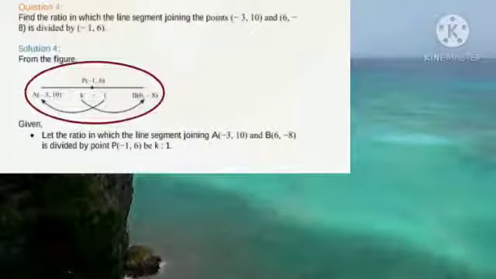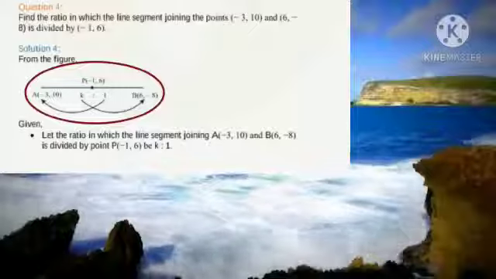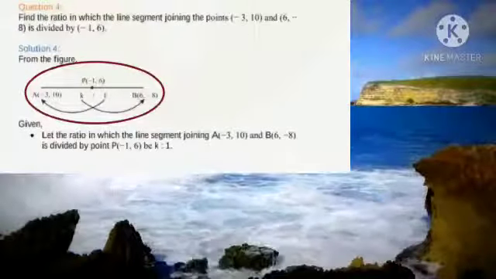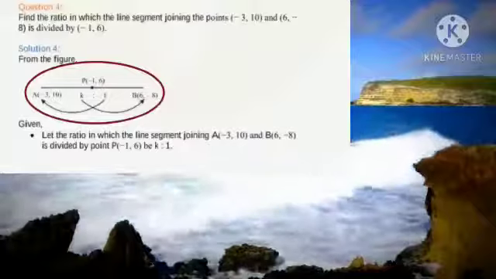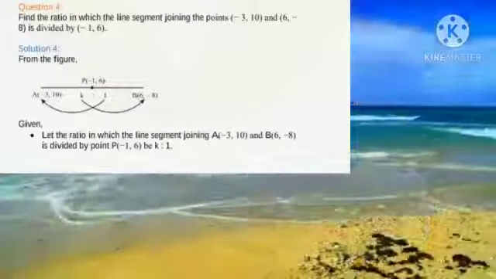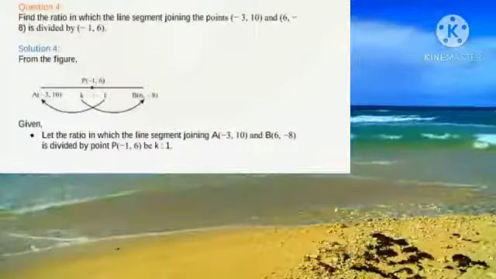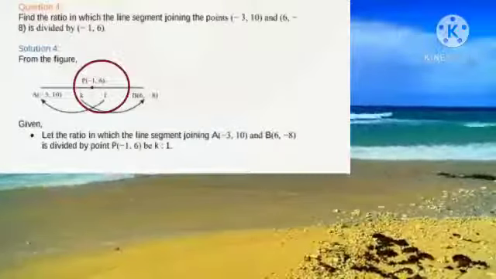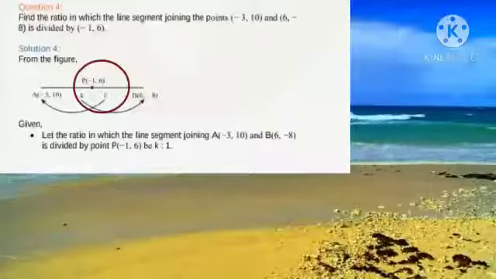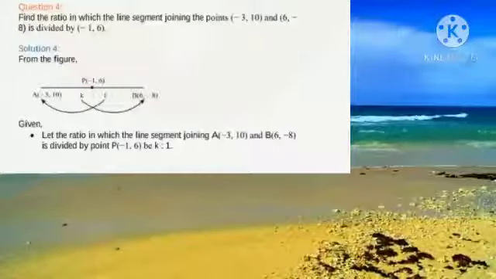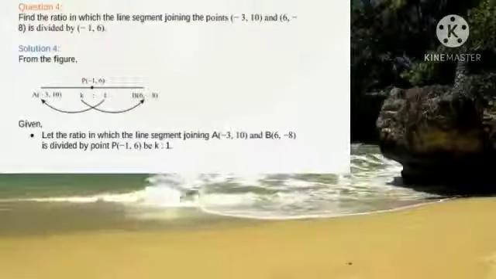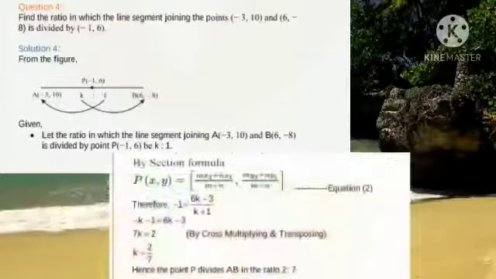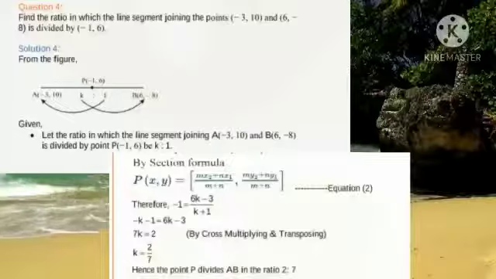Here we can see a line segment AB whose endpoints are A, whose coordinates are -3, 10 and B whose coordinates are 6, -8. Let us assume that P is a point somewhere between A and B whose coordinates are -1 and 6. Point P divides AB in the ratio k is to 1 and we have to find the value of k. Using the section formula we can find the value of k, as you can see on the screen.